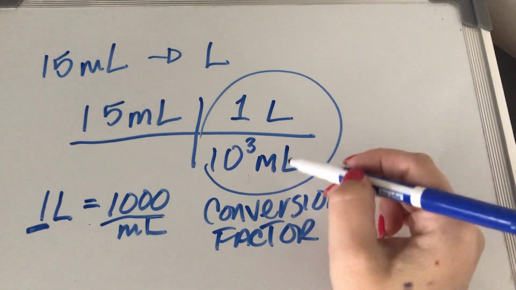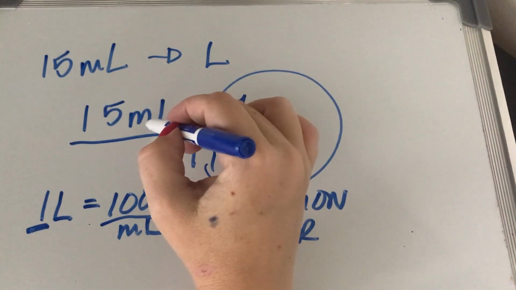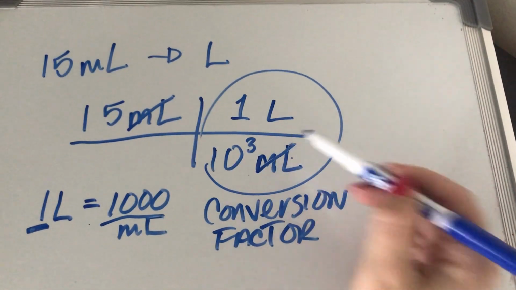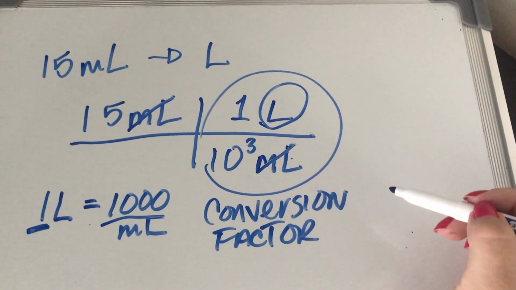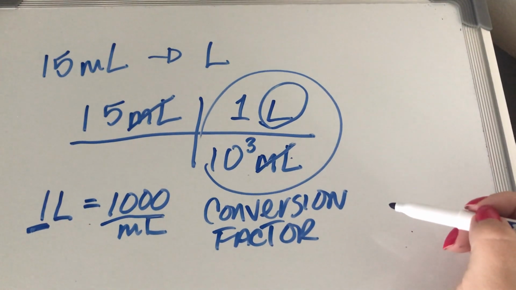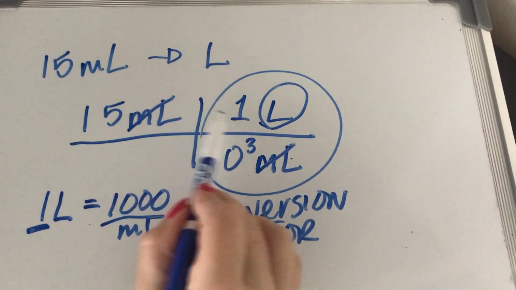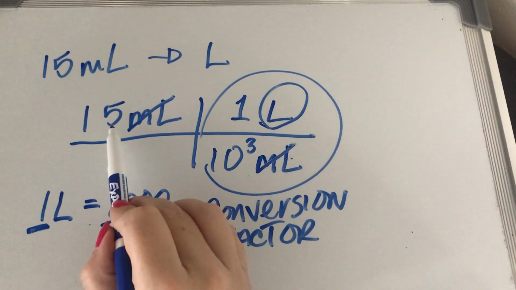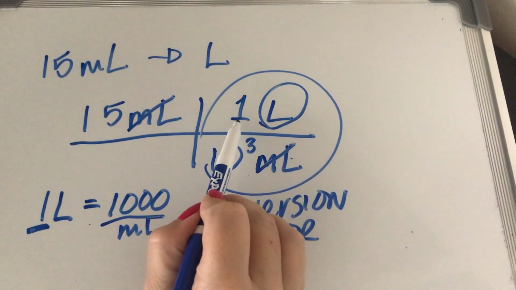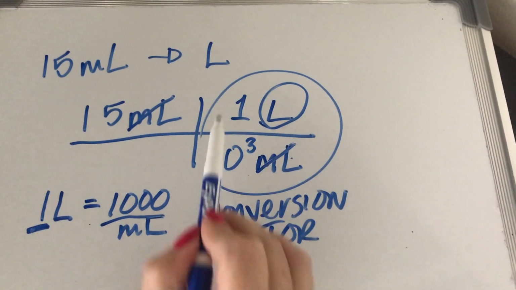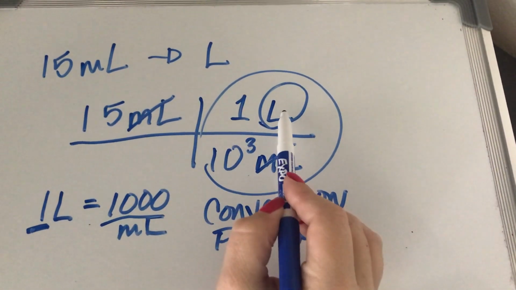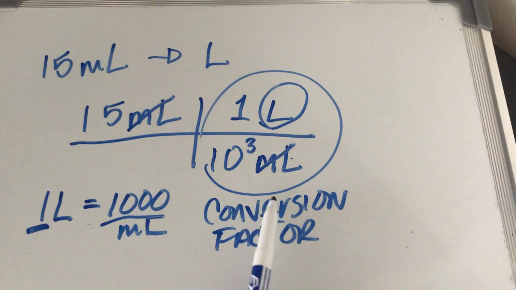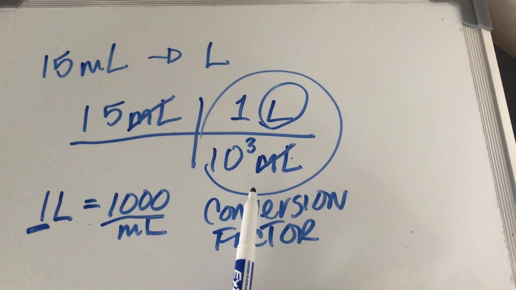So, now I have milliliters on the bottom and milliliters on top. These guys cancel each other out, and we're left with units of liters. Okay? Now all we need to do is multiply the top numbers together. So I have 15 times 1 gives me 15 liters, divided by 1,000, right? So whatever's on top will be multiplied together. Whatever's on bottom will be divided. You with me?